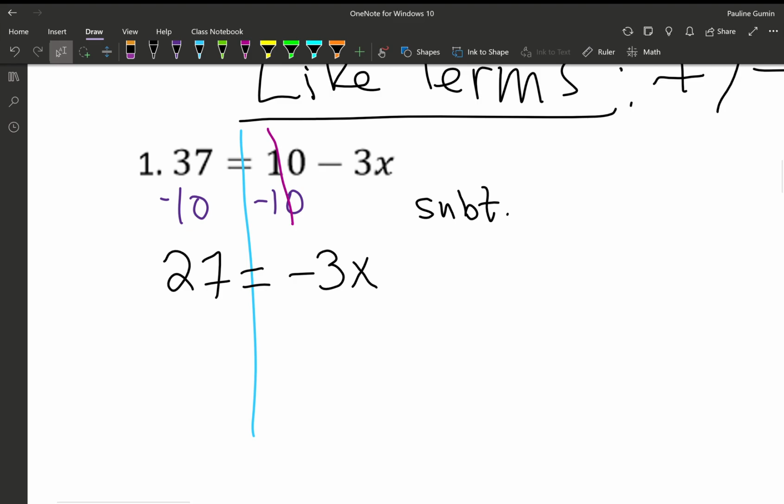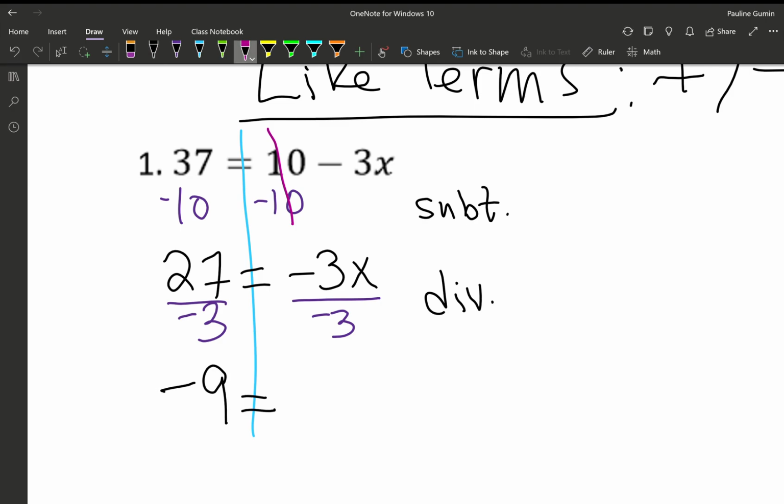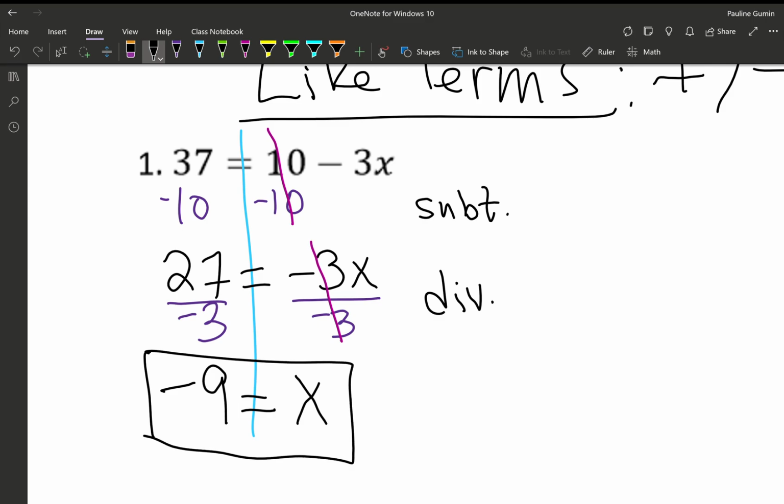All right. Now we have -3x and 27. Now -3x is actually -3 times x. So we are going to divide both sides by -3 to undo that multiplication. On the left side, 27 divided by -3 is -9. On the right, -3 divided by -3 is 1. We don't need to write the 1 in front of the x. It's just x. -9 equals x.